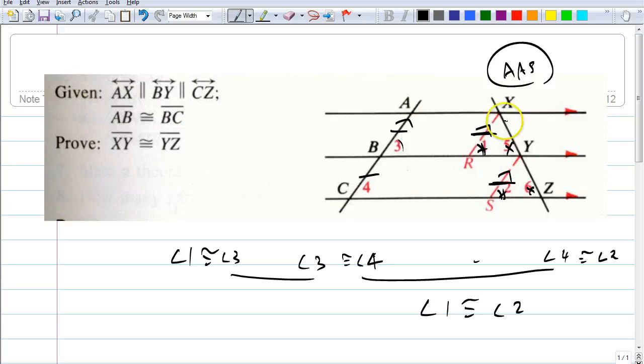Through a point outside the line, there's exactly one line that is parallel. Do you remember that one? We talked about this before a long time ago. Point outside the line, right? There's exactly one line that is either parallel or perpendicular. You guys remember that? Yeah. So we use that to draw that auxiliary line. Does that make sense? Okay, so then now that we have angle, angle, side, we know that XY is congruent to YZ, which is what we wanted to show.